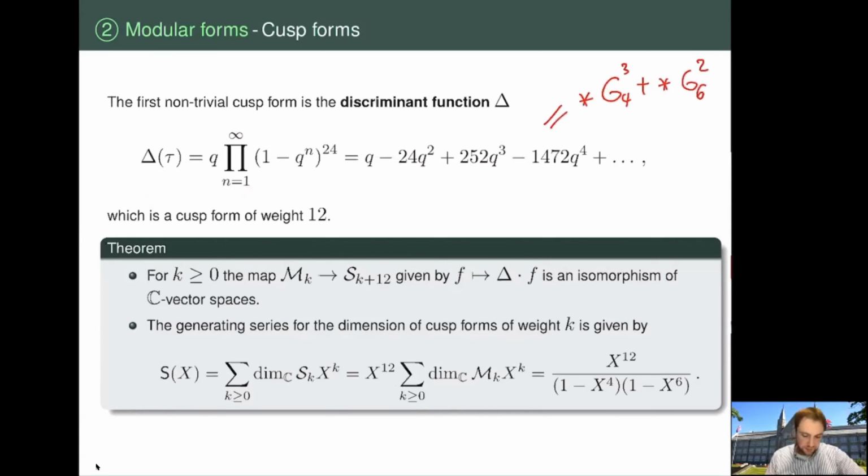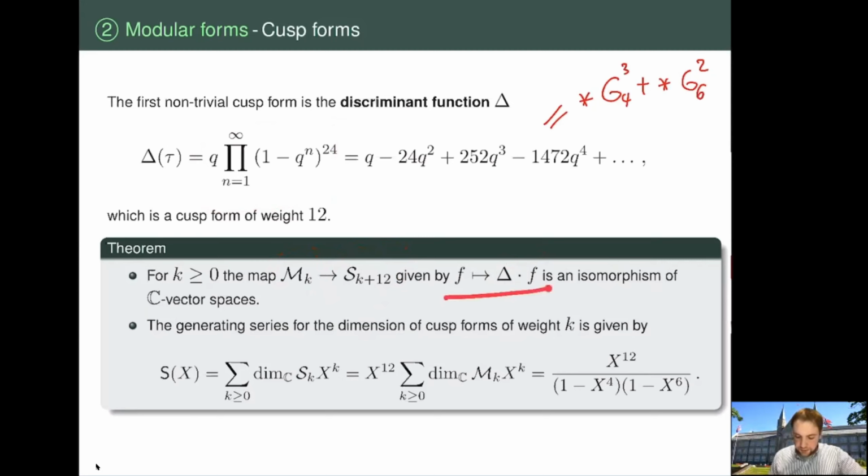And then the statement is here that these are the building blocks for cusp forms, meaning that any other cusp form can be written as a product of this delta function times a modular form, or more precisely that multiplying with delta gives an isomorphism from the space of modular forms of weight k to the cusp forms of weight k plus 12. And for this, one just needs to show that delta doesn't vanish in the upper half plane, which can be derived from this product expansion here. And then if I have a cusp form, I can divide this cusp form by delta and then can show that this gives me a modular form.